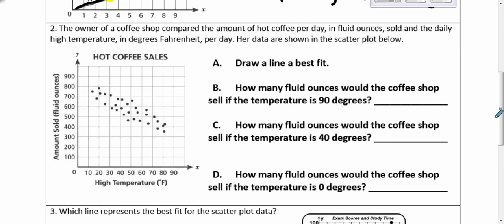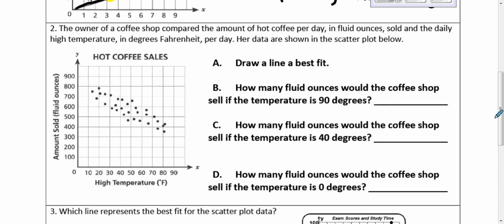Number 2, an owner of a coffee shop compared the amount of hot coffee per day in fluid ounces sold and the daily high temperature in degrees Fahrenheit per day. Says her data are shown in the scatter plot below, and this is called a scatter plot. A says draw a line of best fit.